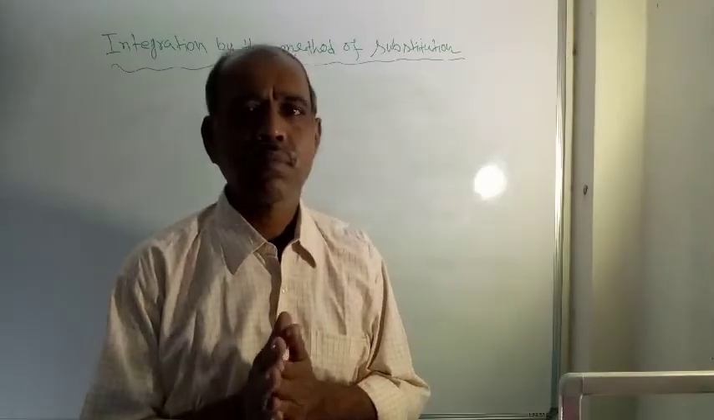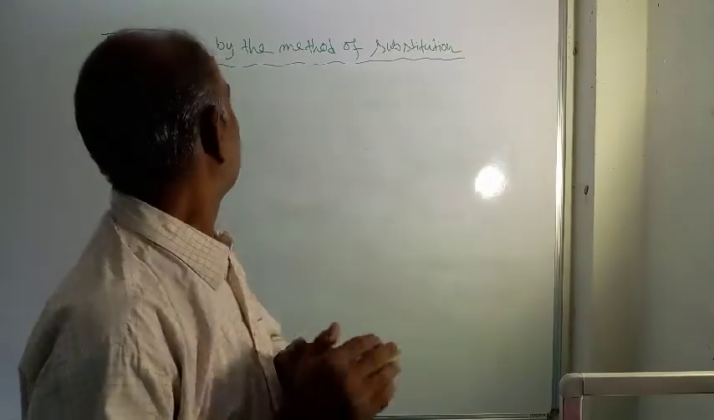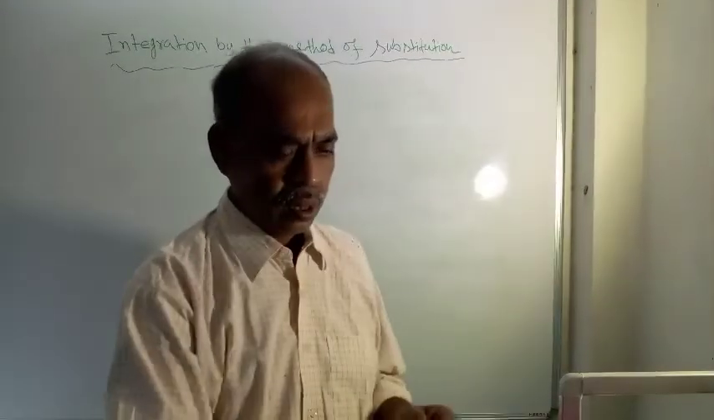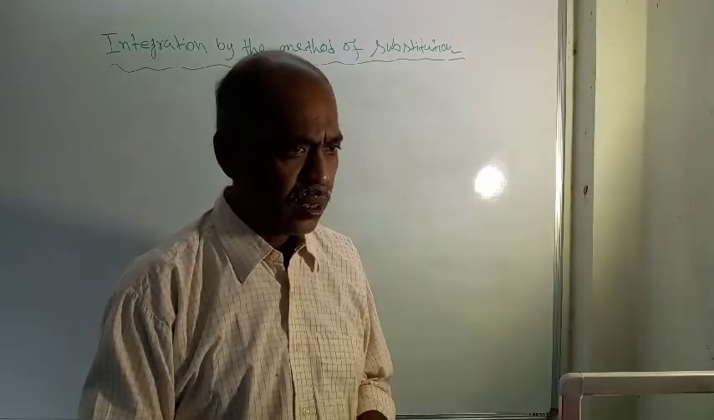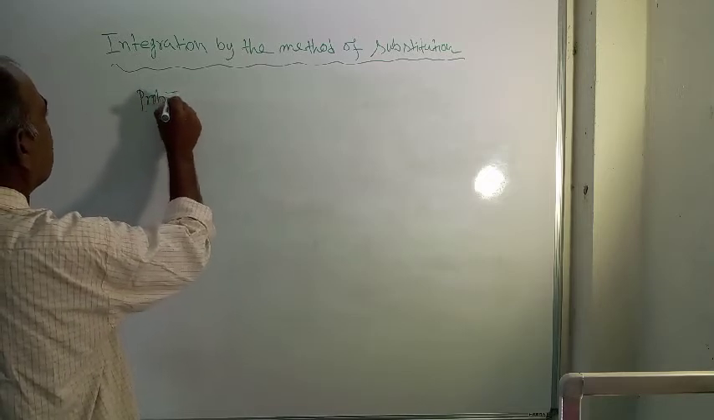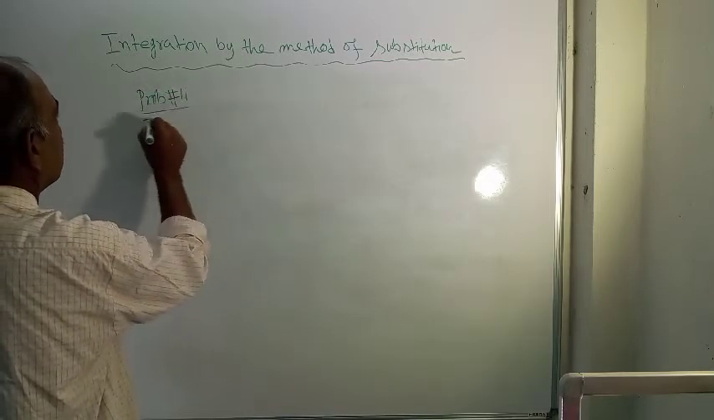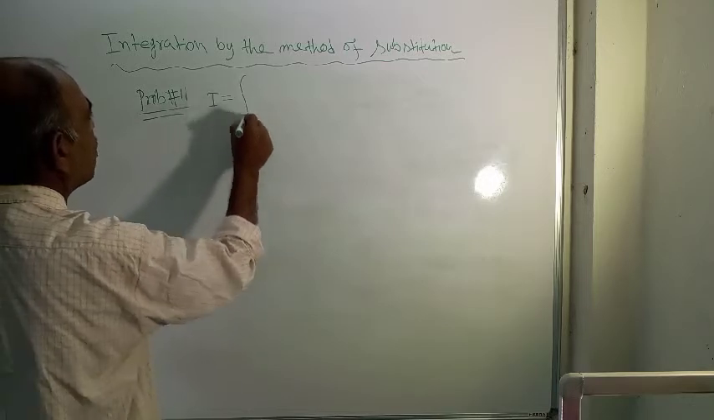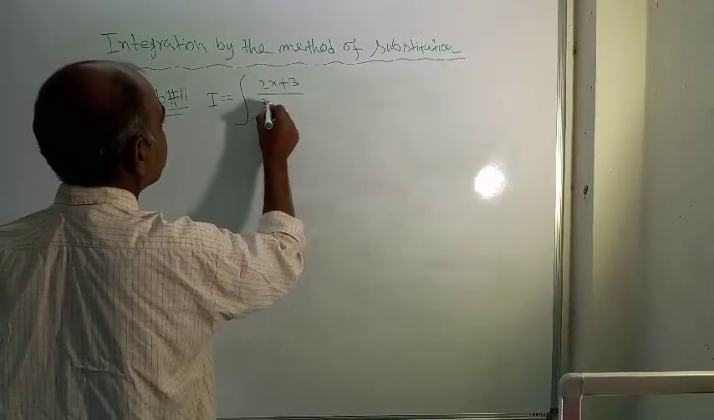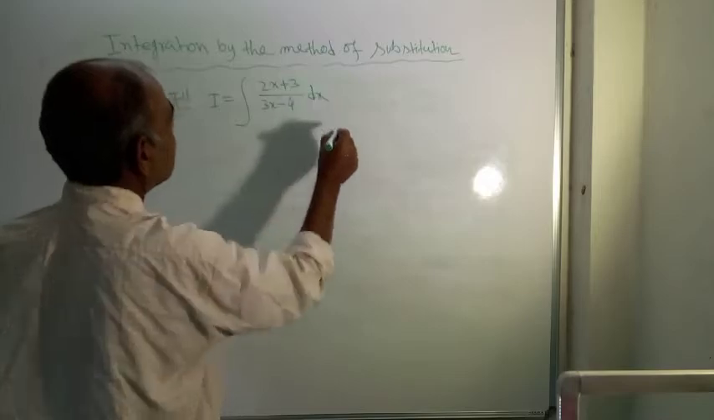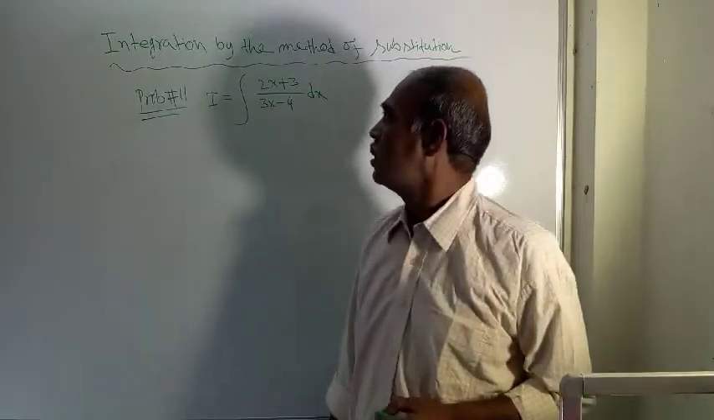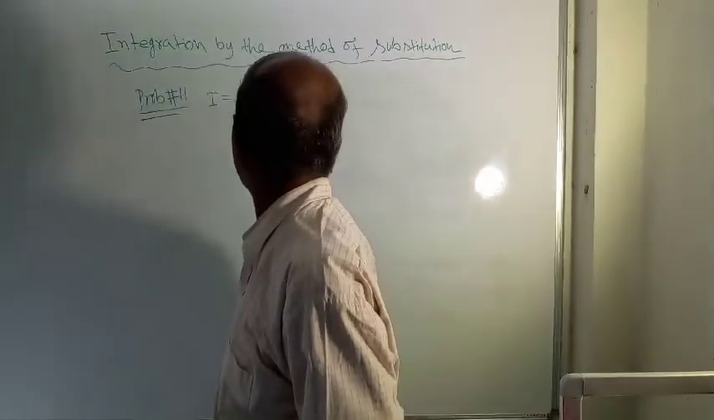This is problem number 11 from the chapter of integration by the method of substitution. Problem number 11 is integration of (2x plus 3) divided by (3x minus 4) dx. Integration of 2x plus 3 divided by 3x minus 4 dx.